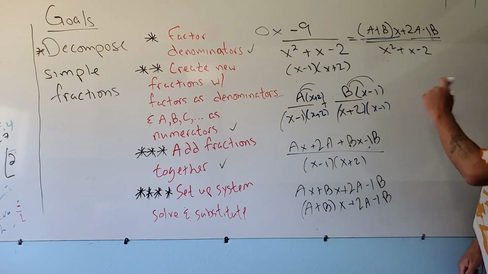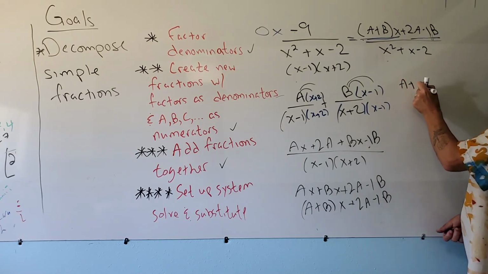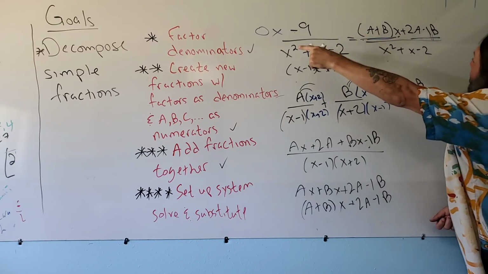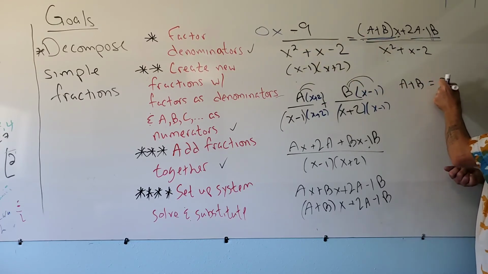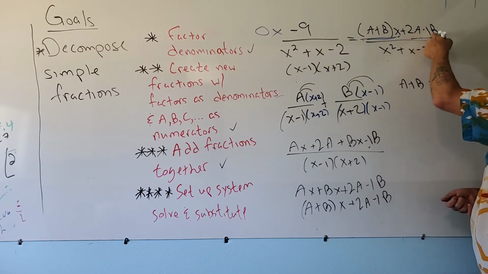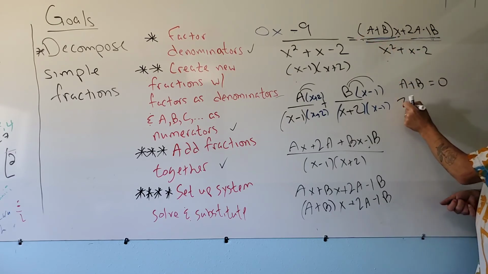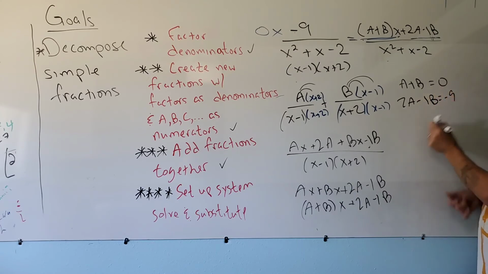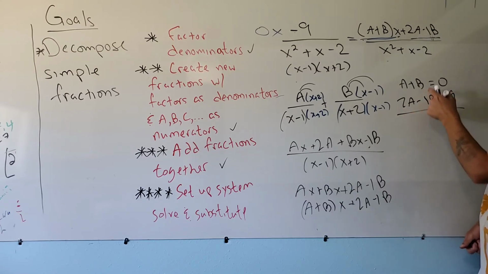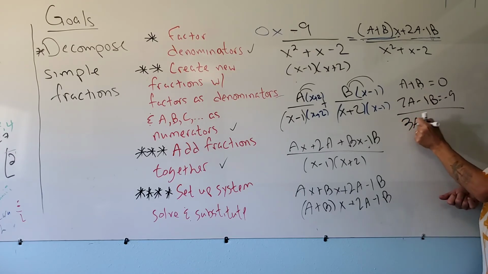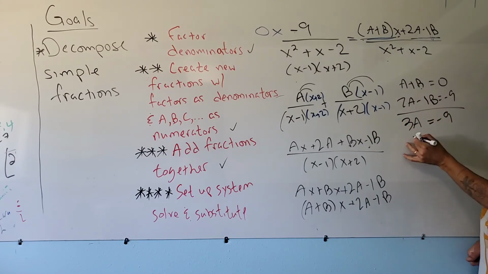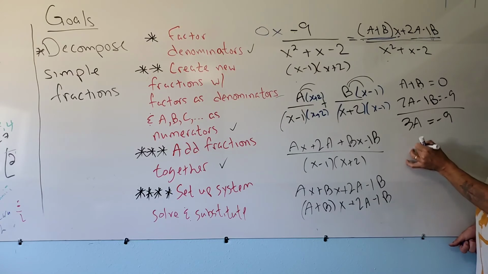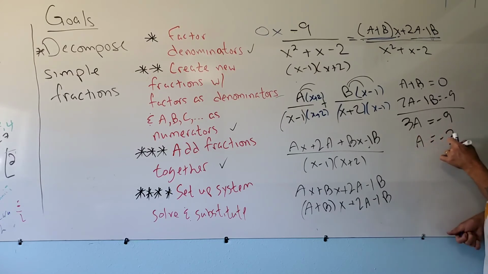All right, anyways. I know that a plus b is with the x, and so is 0. So a plus b must equal 0. I know that 2a minus 1b must be equal to my negative 9. So I'm going to solve this system. So the b's will cancel, and I'm left with 3a equals negative 9. So that means that a must be equal to negative 3. And if a is equal to negative 3, then that means b must be equal to positive 3.